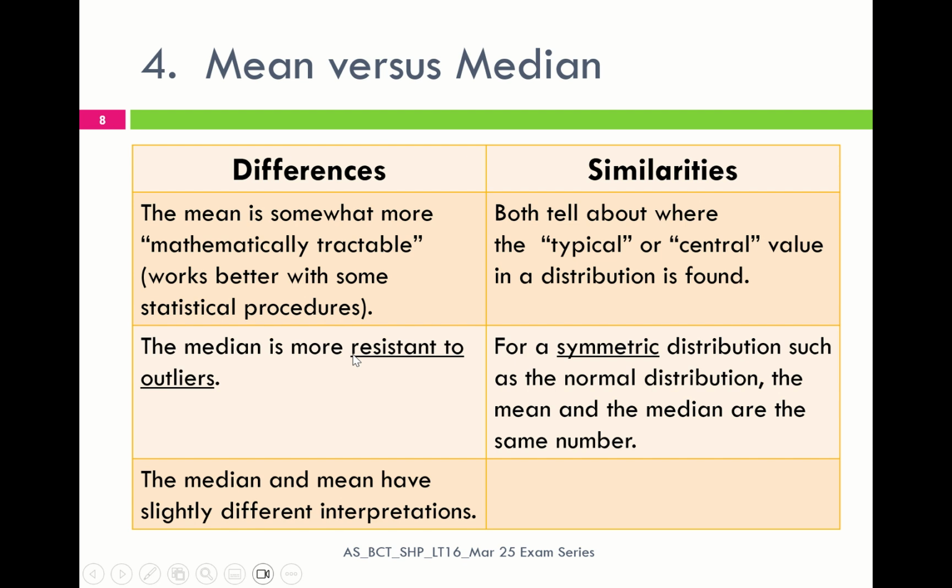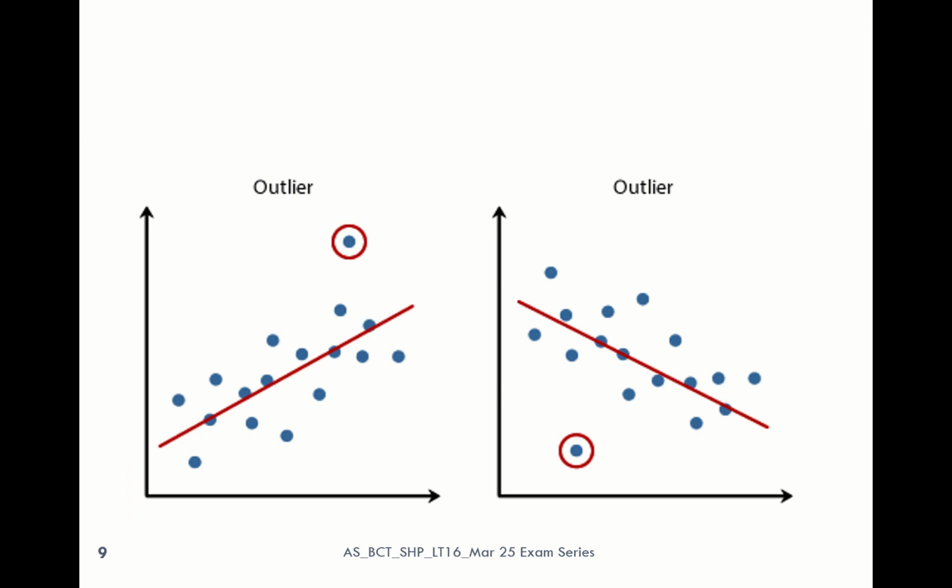Okay, the difference is this. For median, they are more resistant to outliers. Okay, later we'll take a look. What is an outlier? This is an outlier.